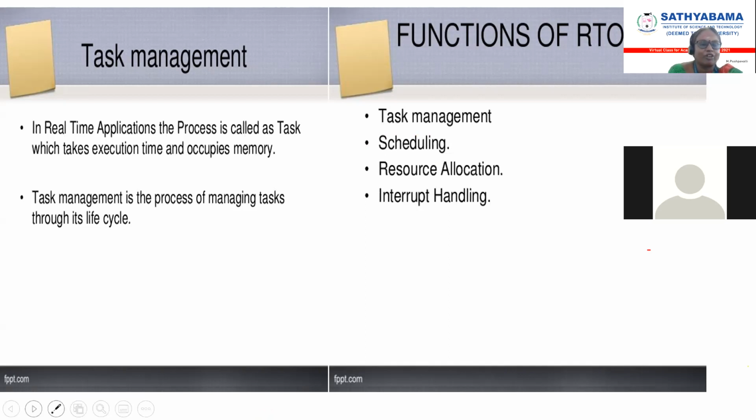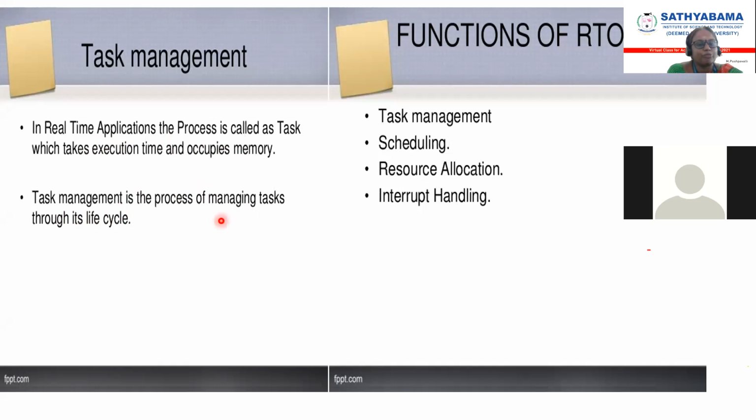So task management means what? In a real time application, the process is called a task, which takes execution time and occupies memory. We all know task and process are synonyms. Execution time is very important; don't forget the words related to RTOS: time bounded, time management, responding time should be quick. All the technical words are related to time. So a task takes execution time and occupies memory.